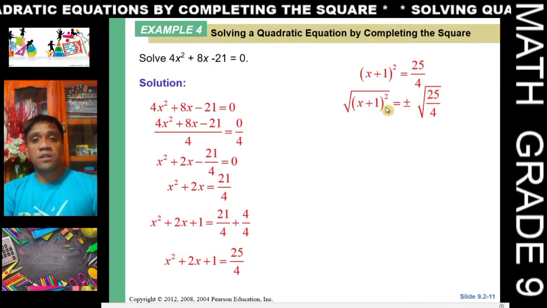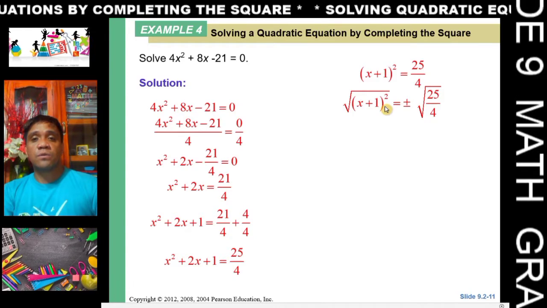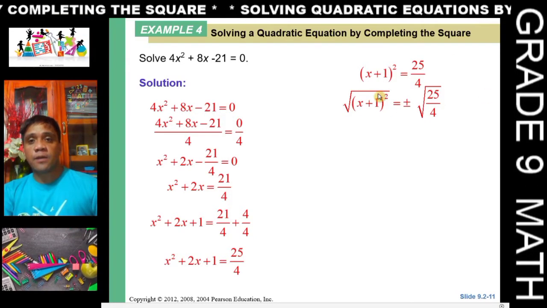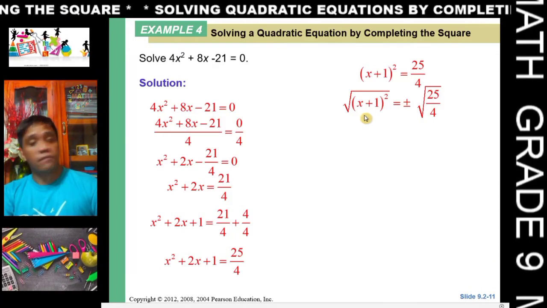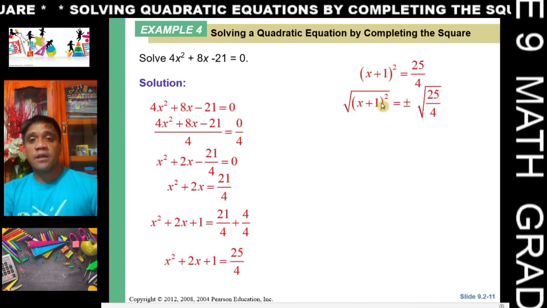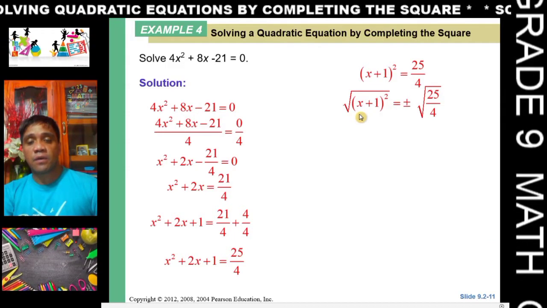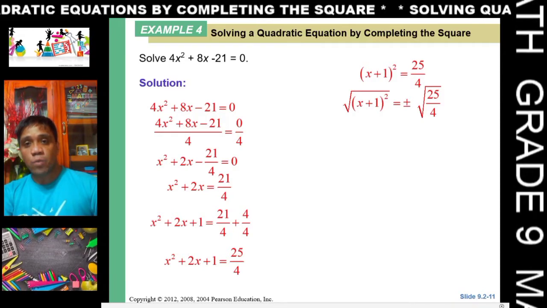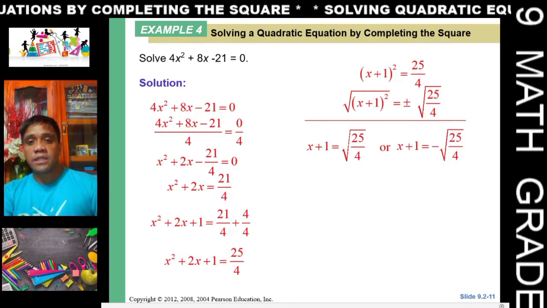Then after which, the last step is we are going to use the square root property, extracting the square root for us to solve for the value of x, since we're looking for the value of x. So we now take the square root of both sides. The square root of the perfect square is the base that we have. Since the base is x plus 1, on the left side is x plus 1.